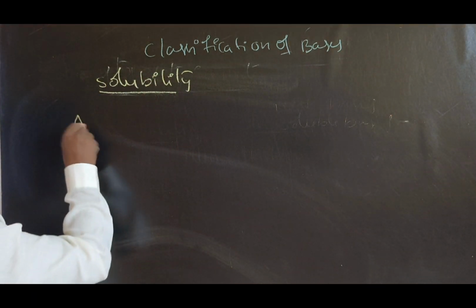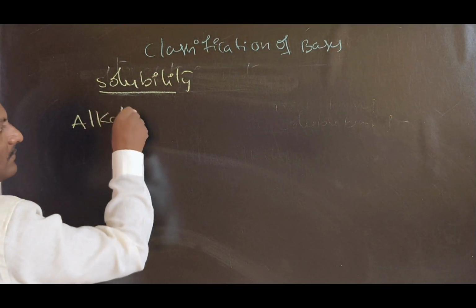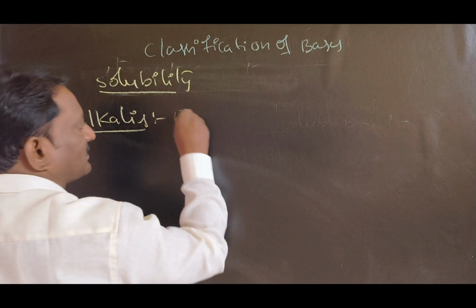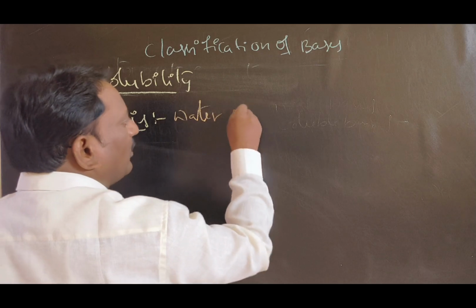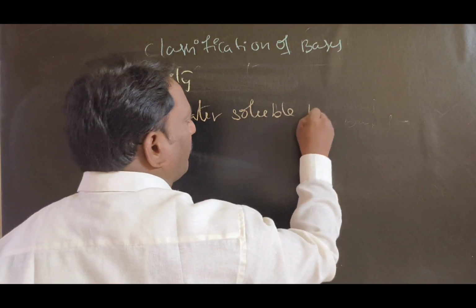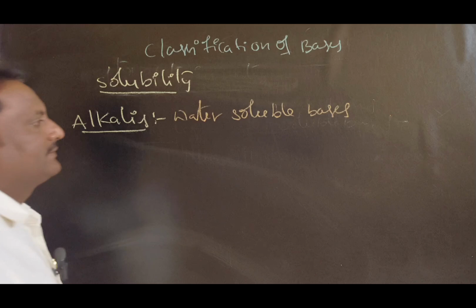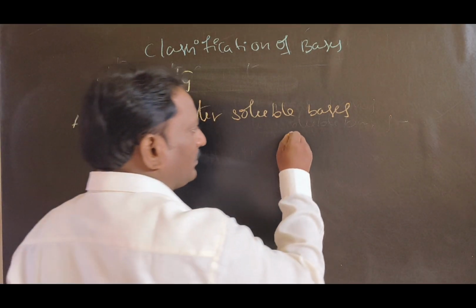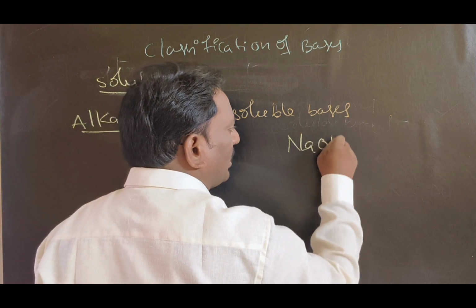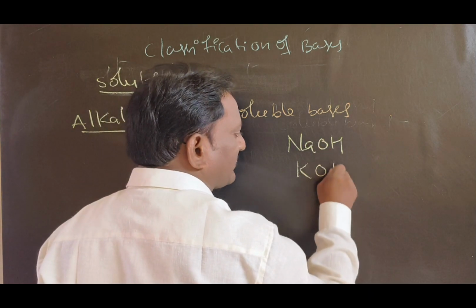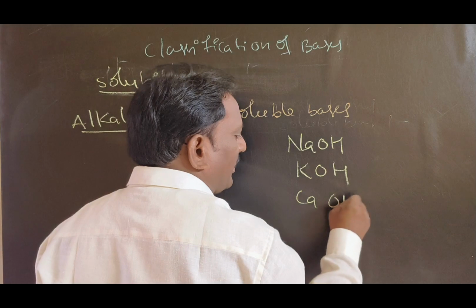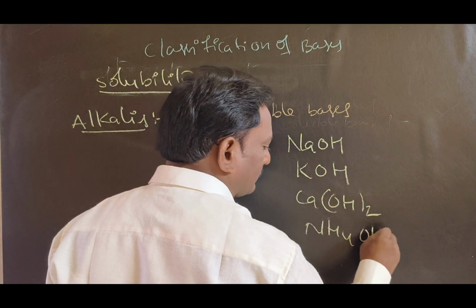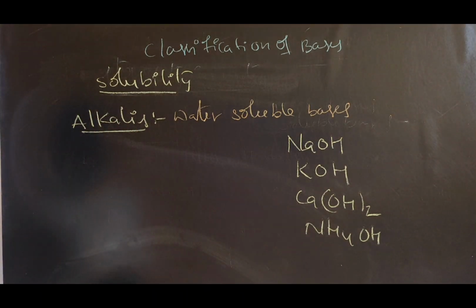Alkalis. Please make a note of it. Alkalis means water soluble bases. Water soluble bases are called alkalis. Example, sodium hydroxide is an alkali, potassium hydroxide is an alkali, calcium hydroxide is an alkali, ammonium hydroxide is an alkali. Please make a note of it.